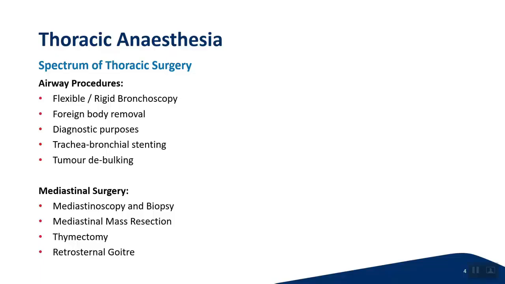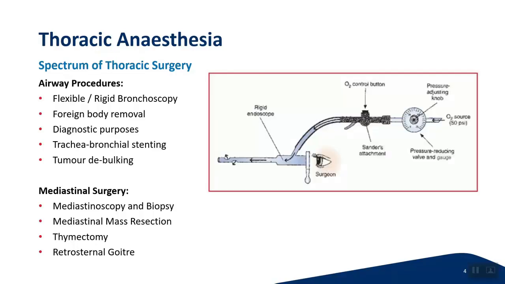Airway surgery involving the trachea or main bronchi include tumor debulking, stenting, and tracheal resection. These procedures require use of a rigid bronchoscope, making the airway a shared and open one. Close collaboration with the surgeon is required, and specialized ventilation techniques like high or low-frequency jet ventilation is used.